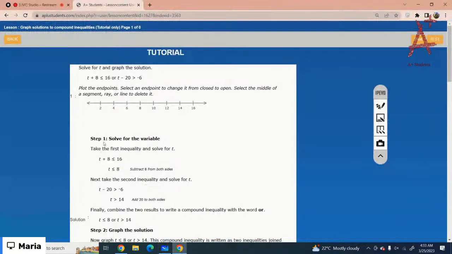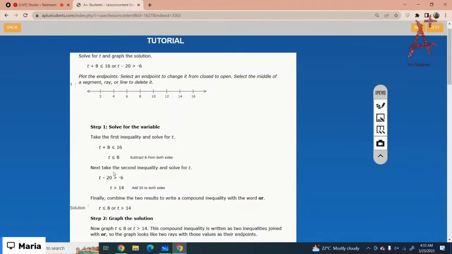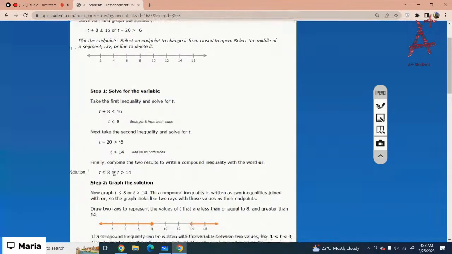Okay, so it is t plus 8 is less than or equal to 16. So the solution is t is less than or equal to 8. The second part is t minus 20 is greater than negative 6. So the solution is t is greater than 14. Now we're going to learn how to graph the solution.